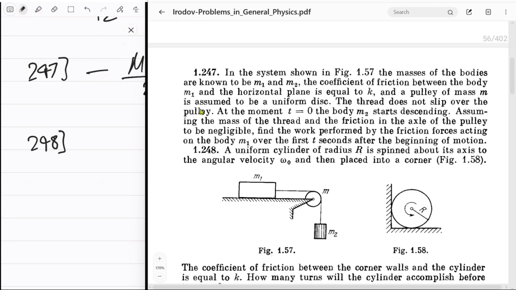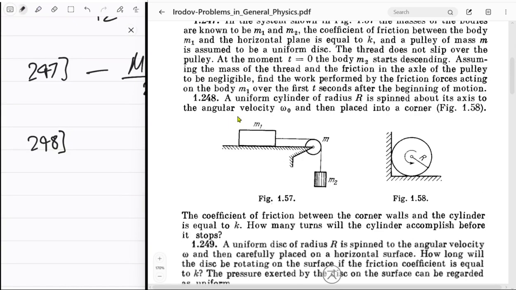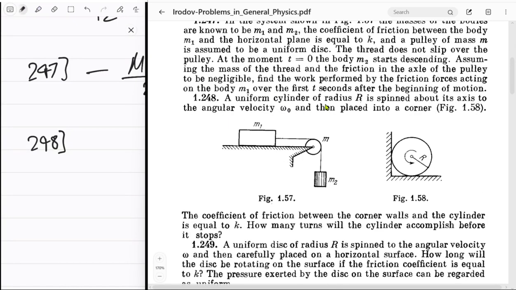248. A uniform cylinder of radius r is spun about its axis to the angular velocity omega naught, figure 1.58, and then placed into a corner. The coefficient of friction between the corner walls and the cylinder is equal to k. It doesn't have any velocity right now, does it? How many turns will the cylinder accomplish before it stops?